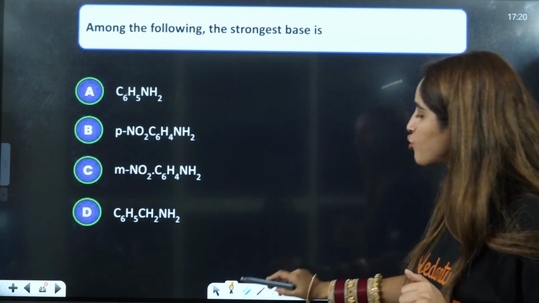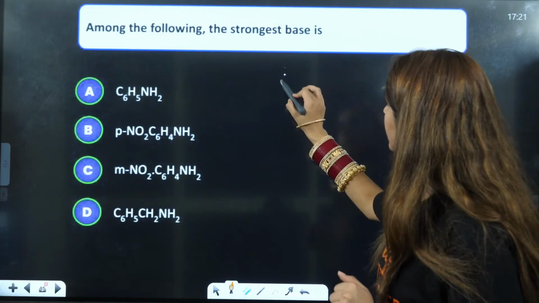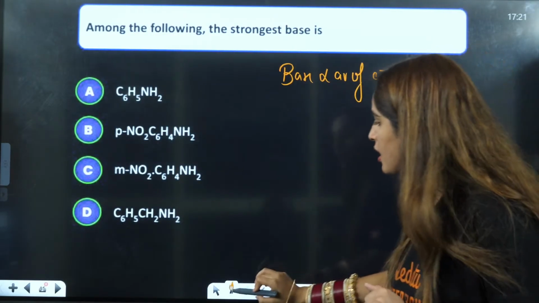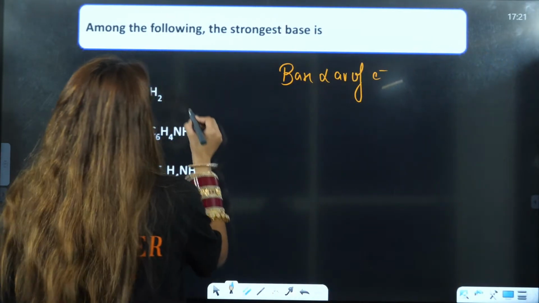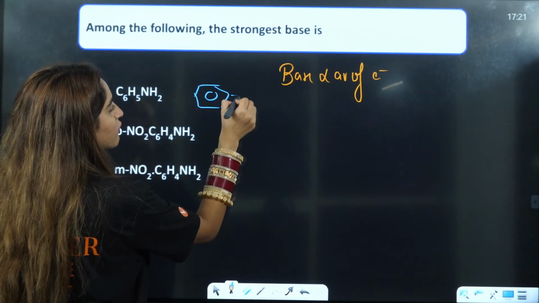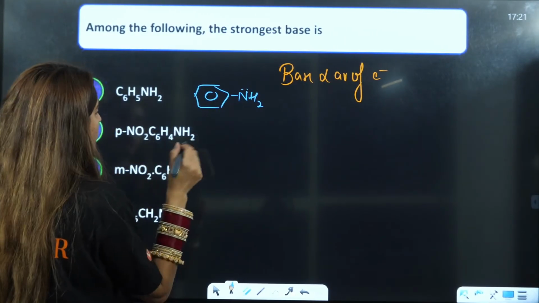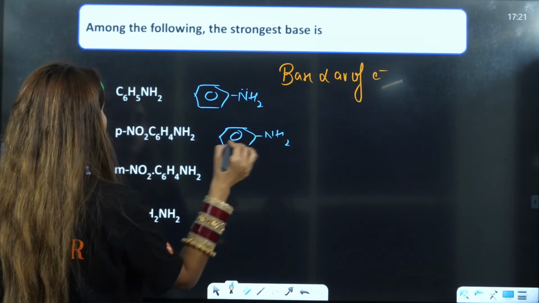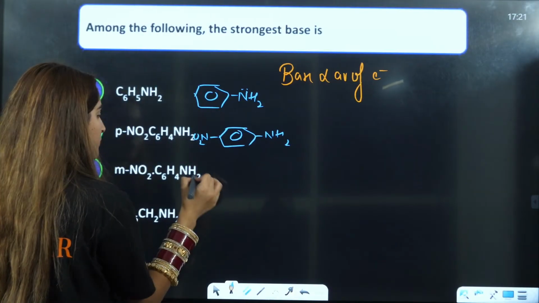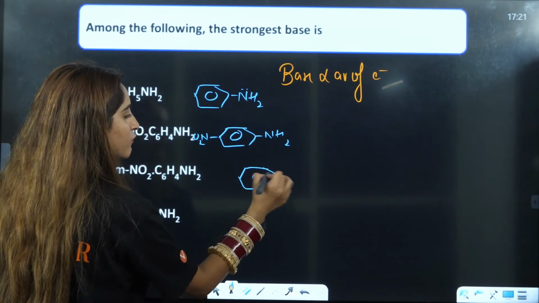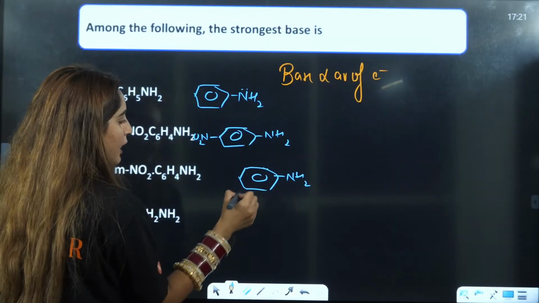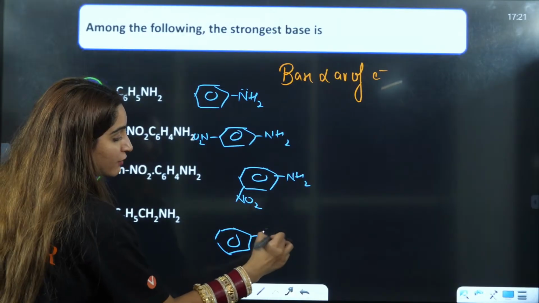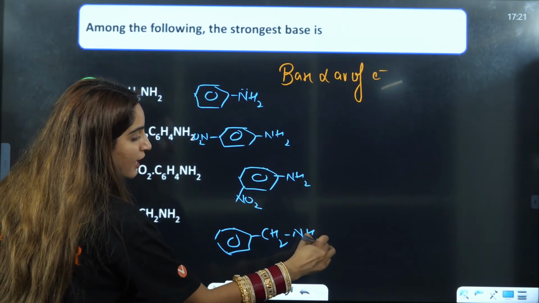Among the following, the strongest base. Now see, basicity depends upon the availability of electrons. So if you see this here you have this benzene ring in which you have NH2, electrons are available. Here you have this benzene ring in which you have NH2. At para you have NO2. Here you have benzene ring in which you have NH2 directly. At meta you have NO2. And then you have a benzene ring in which not directly NH2 is attached.